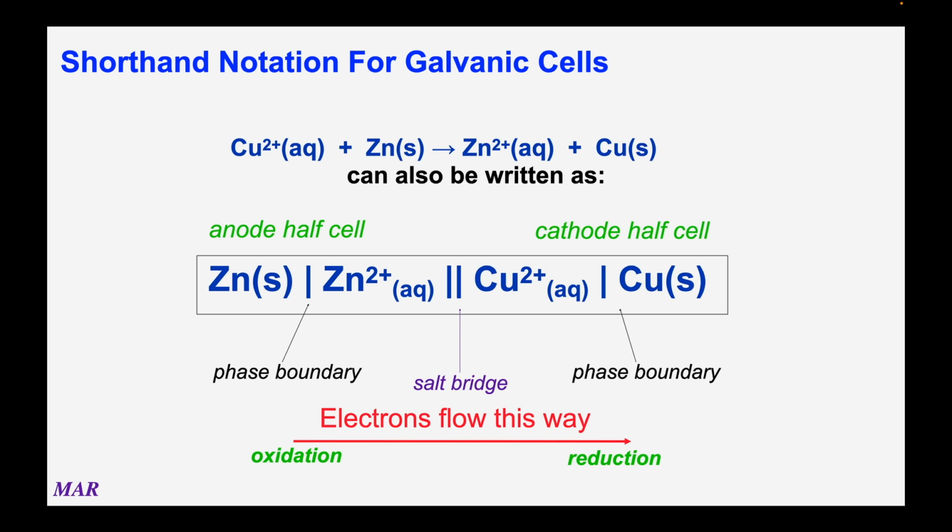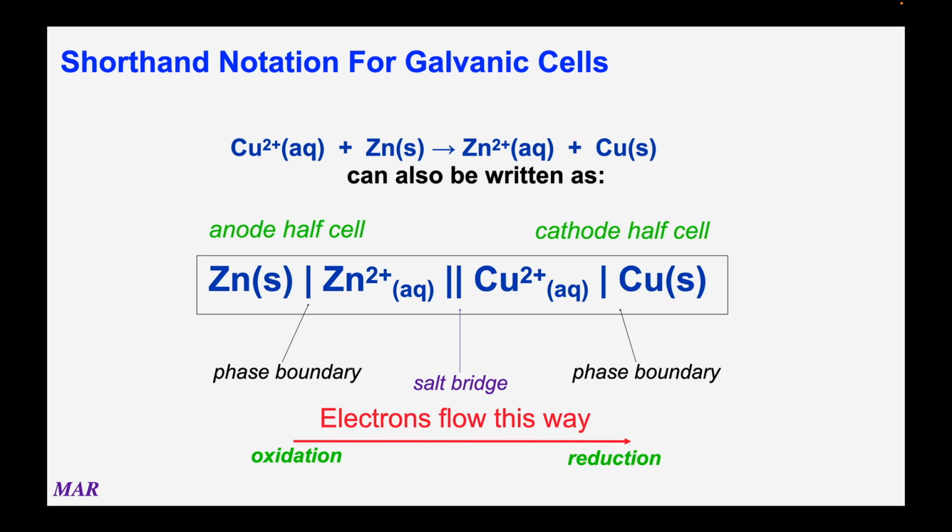Now there's single lines and double lines. Single lines just imply a phase boundary. So for the zinc, that would mean going from a solid zinc to an aqueous ion. So that's the phase boundary. You're changing what it looks like. Copper 2 plus going to copper is the same. You're going from a solution to a solid on that phase boundary, but same idea.